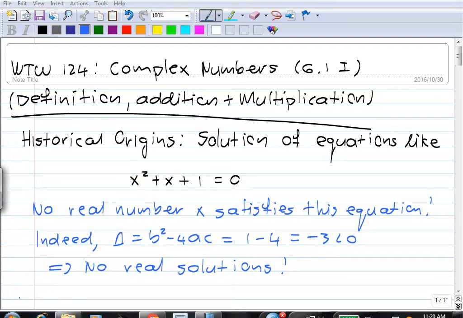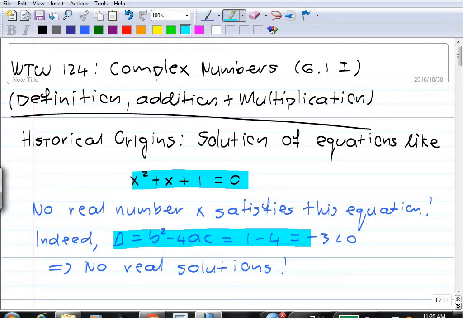Hello. In this video I want to talk about the concept of a complex number. So where does this come from? Well, in the simplest terms, if we look at an equation like this one, x squared plus x plus 1 is 0, it has no real solution. In other words, there's no real number x that satisfies this equation. And we can see that simply by noting that the discriminant is less than 0.